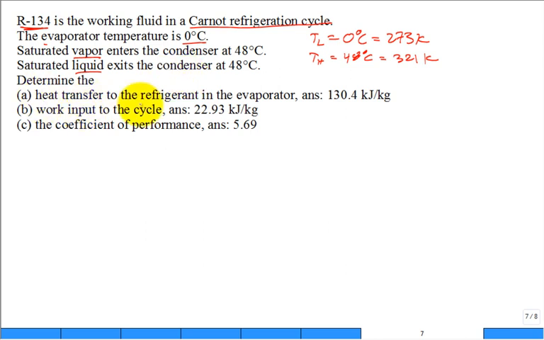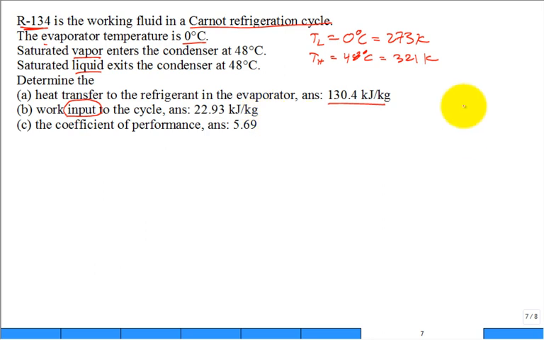Determine the heat transfer to the refrigerant in the evaporator, and there's the answer. It's about 130 kilojoules per kilogram. And then what is the work input to the cycle? Because I emphasize that it's work input, we kind of brush off that negative sign. If we said the net work out of the cycle, then I would express a negative answer there, but it's a positive 22.93 kilojoules per kilogram.